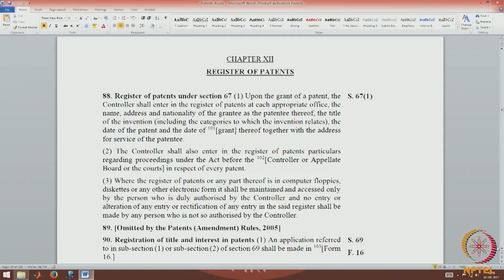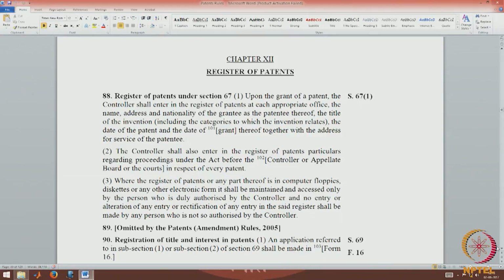3. Where the register of patents or any part thereof is in computer floppies, diskettes or any other electronic form, it shall be maintained or accessed only by a person who is duly authorized by the controller, and no entry or alteration or rectification of any entry of said register shall be made by any person who is not so authorized. So, this talks about electronic form maintained by the patent office.